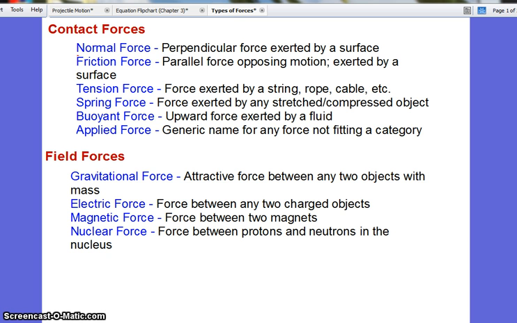The first force is a normal force. This is not the opposite of abnormal. Instead, it's a geometric term which means perpendicular. So if I have a surface, let's say a table, and I put a book on that surface, gravity pulls the book down, but the book doesn't fall. And the reason the book doesn't fall is because the table itself exerts an upward force to counteract gravity. That is called the normal force. Notice how it is perpendicular to the table.